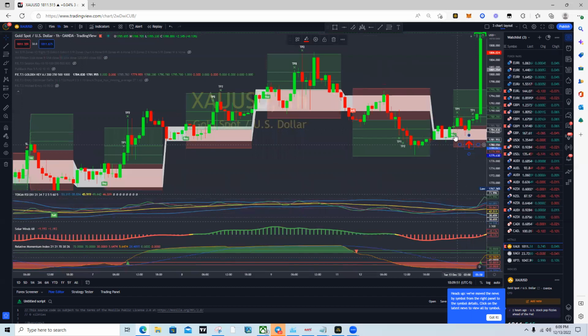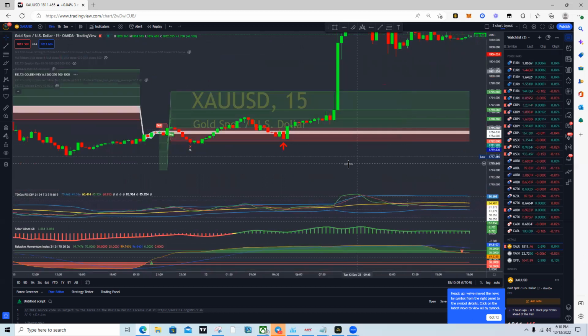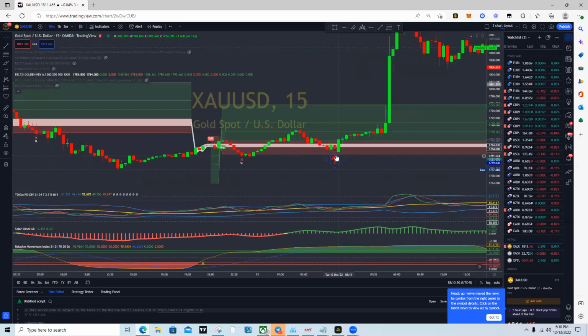If you're looking to buy, you wait for the market to give you the best price possible to buy. You don't want to buy at a high. So once it starts pulling back into the zone here on the hour chart, you go to the 15-minute. You notice in here on the 15-minute it is below your zone. It breaks back above your zone. Now on the 15-minute, there's your buy. This is where you buy.